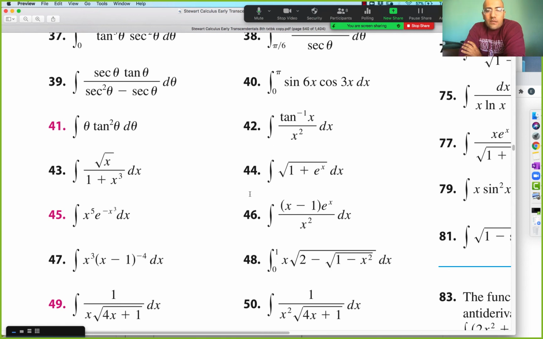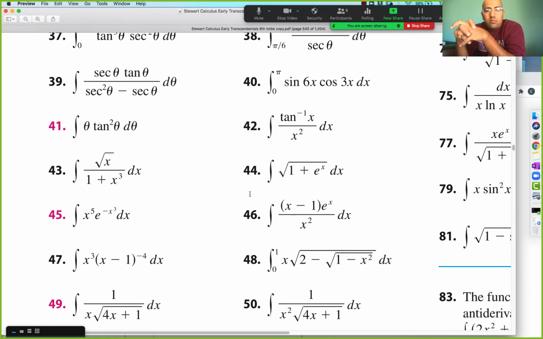This is similar to one we saw earlier. If we had an x squared plus 1 in the denominator, remembering that the derivative of tangent inverse of x is going to be 1 over 1 plus x squared, if there was a plus 1 in that denominator, that would make life a little easier. Fortunately, it's not there.